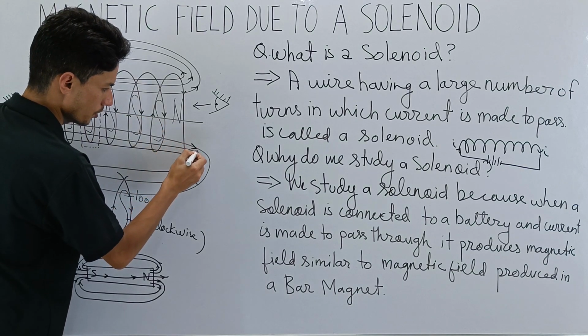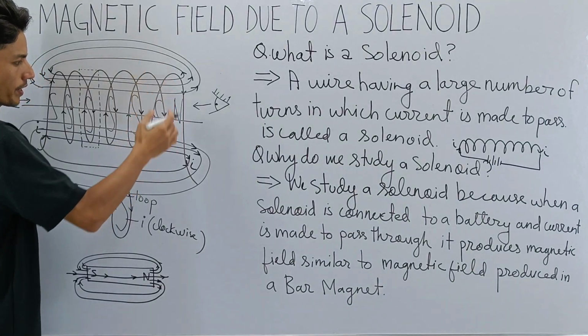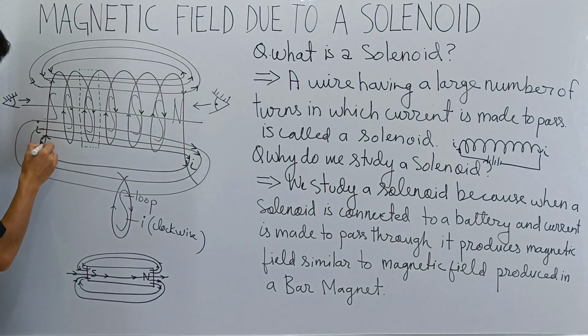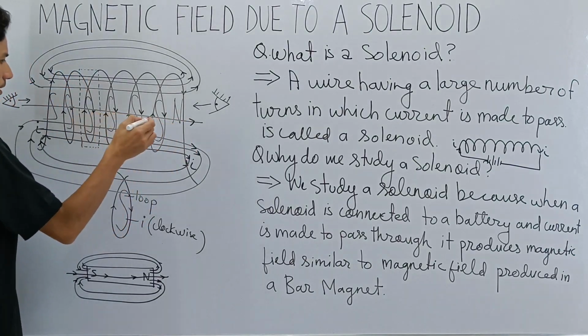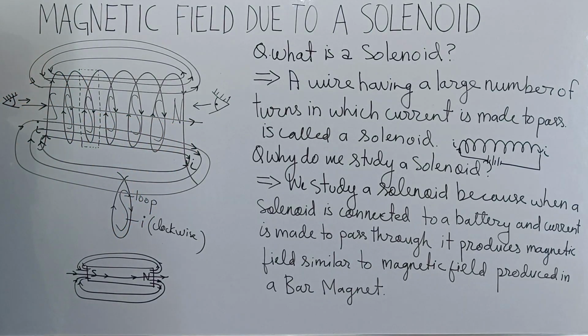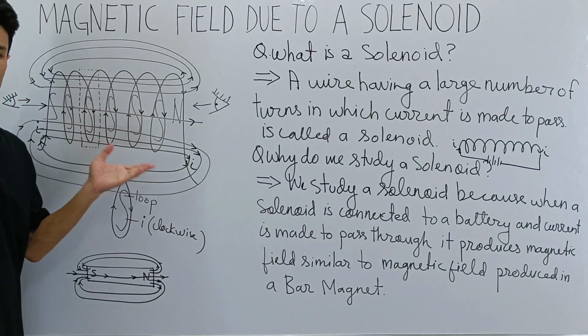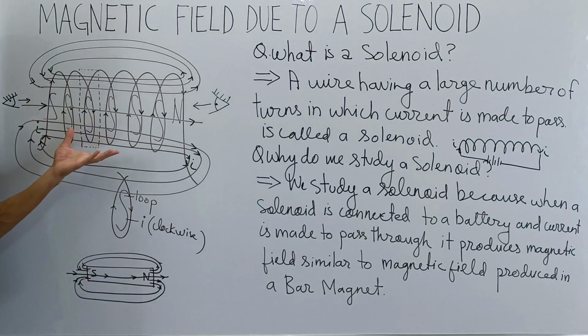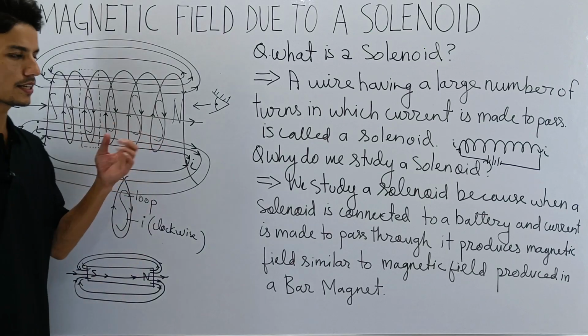The magnetic field lines will emerge from this end of the wire, which is the north pole, and then they'll enter through the south pole. So here also they'll emerge from here, and then they'll enter from here. I hope it's clear. This is what happens when current passes through a solenoid. The solenoid generates a magnetic field similar to the magnetic field produced in a bar magnet, and this is the reason why we study a solenoid.